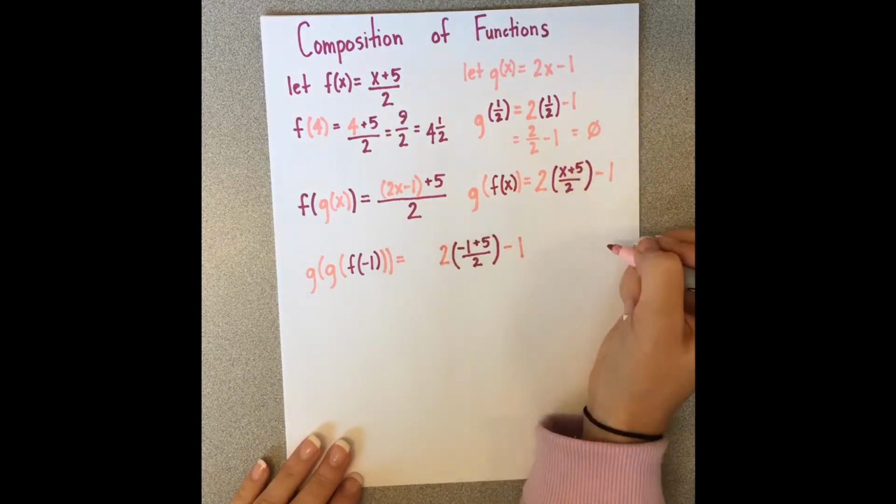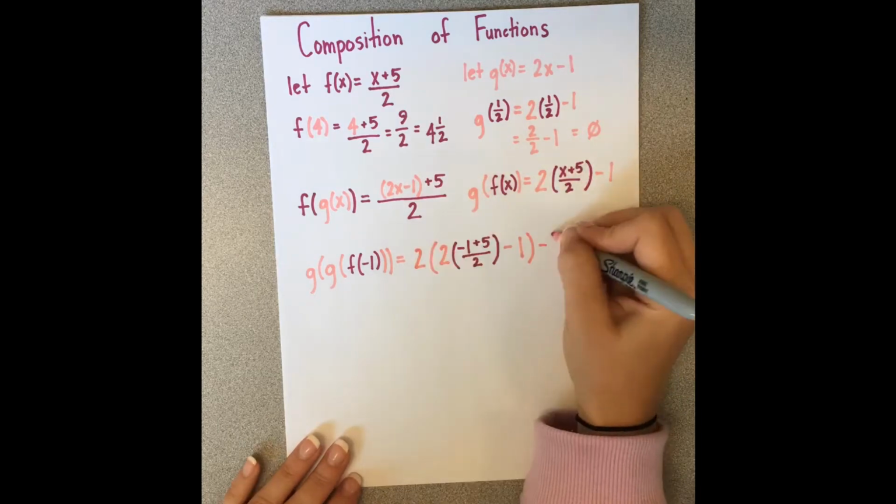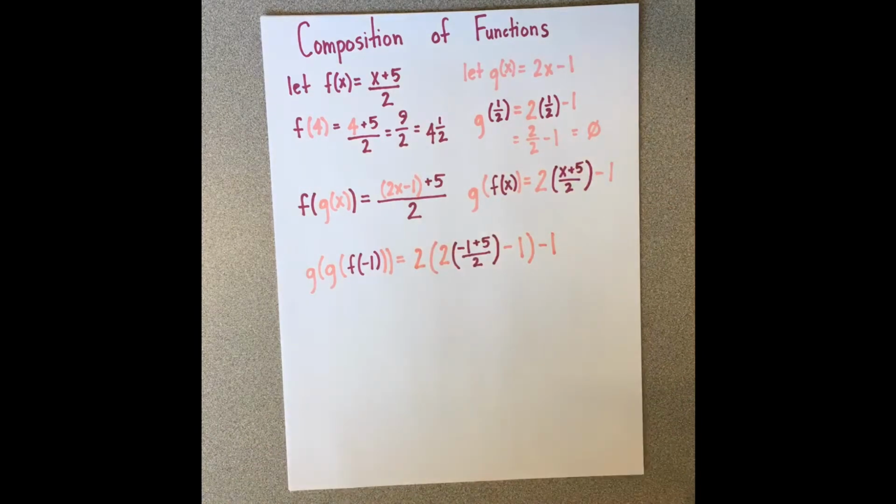Now to deal with that inner g of f of negative 1. Take a look at your function g of x equals 2x minus 1. The f of negative 1 function is going to take the place of the x in your g of x function. With f of negative 1 in x's place, you can now fill in 2 times that amount minus 1. Now we have that last g of f of negative 1. Everything you have written so far is going to take the place of the x in our g of x function. Therefore, you need to fill in 2 times this amount minus 1 at the very end.